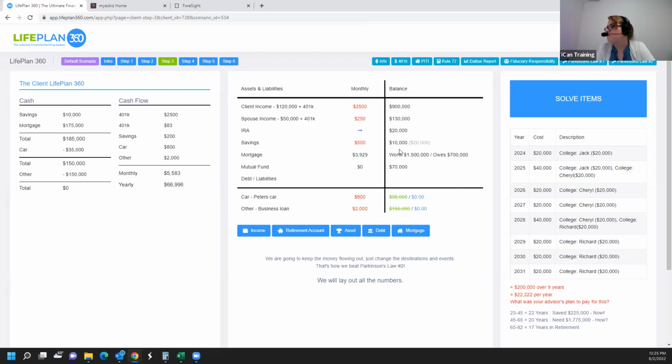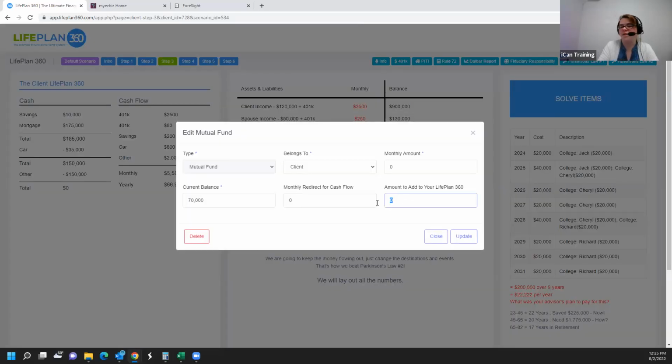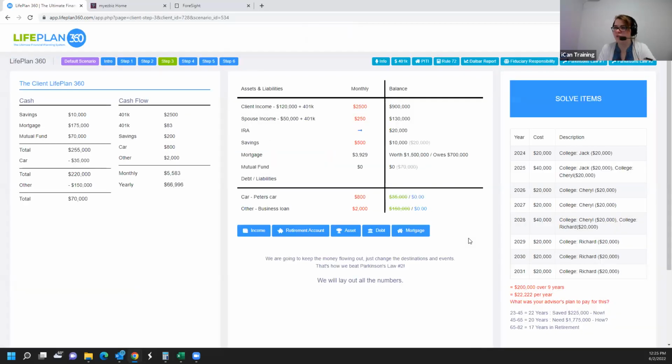Okay, so great. So now we have, where did my asset go? Oh, right here. So we're going to add $70,000 to our life plan. And I've just completely made this up, just for you guys to see how this would work. So what that does is we can now build space in the policy. So we're going to take this $70,000 and bring it into our little spreadsheet over here.